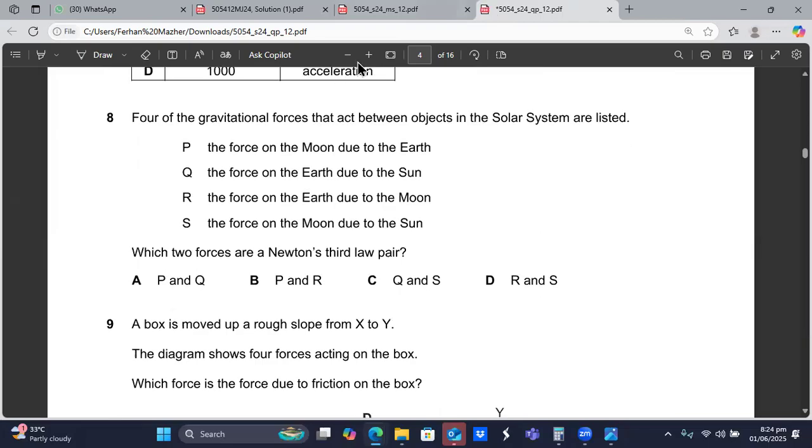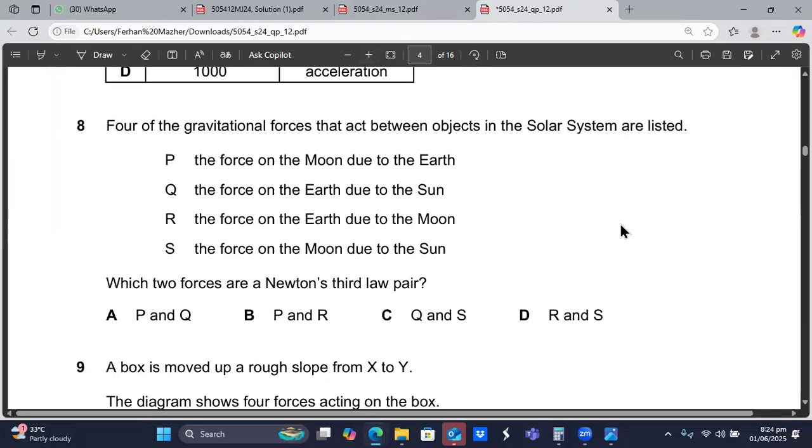Question number 8 is showing up on your screen. Four of the gravitational forces that act between objects in the solar system are listed. P: the force on the moon due to the earth. Q: the force on the earth due to the sun. R: the force on the earth due to the moon. And S is the force on the moon due to the sun. Which two forces are a Newton's third law pair?